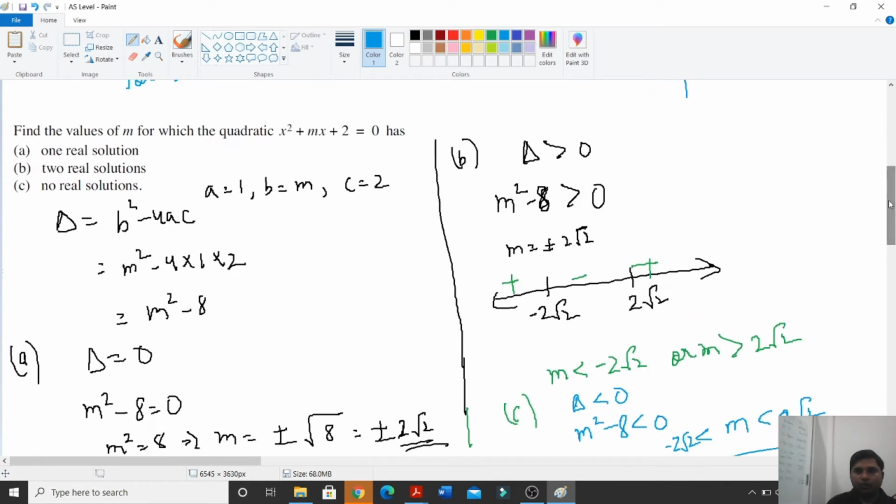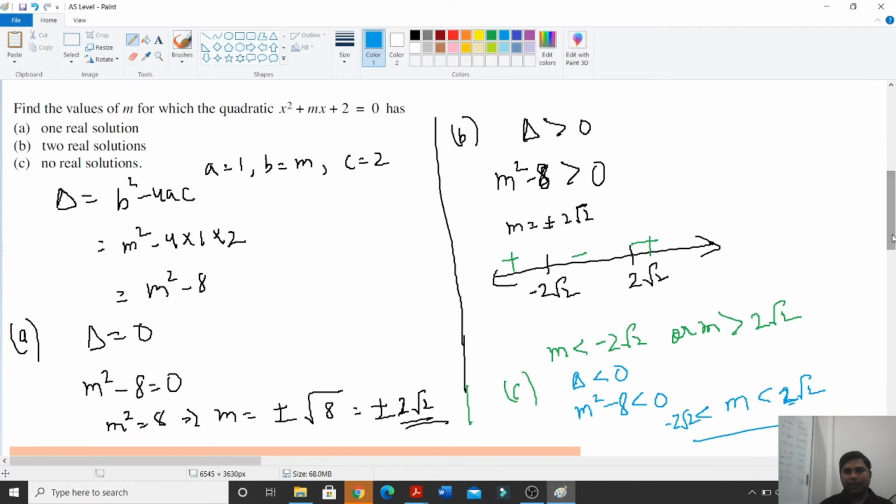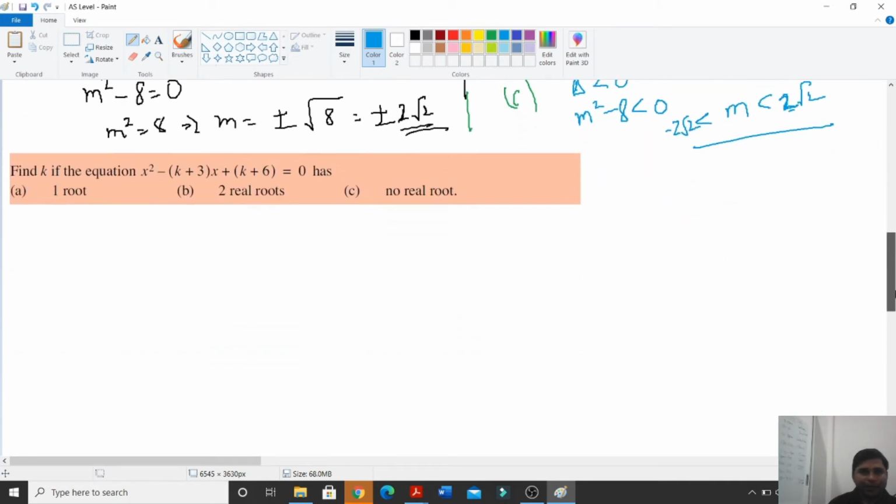Okay, so this is the answer for part A, plus minus 2 root 2. For part B, m less than minus 2 root 2 or m greater than 2 root 2, because delta is greater than 0. Here delta is less than 0, so we'll get the answer m lies between minus 2 root 2 to 2 root 2.